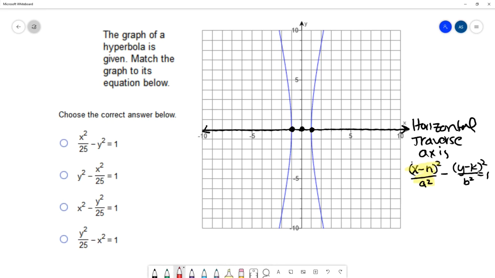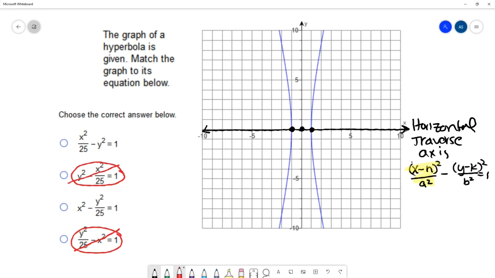So you can see here, I can eliminate two of the equations based on the orientation alone. So this has the y term being positive. That's the equation of a hyperbola with a vertical transverse axis. Here's an equation with the y term positive. This has a vertical transverse axis. So that narrows it down to two of the equations.